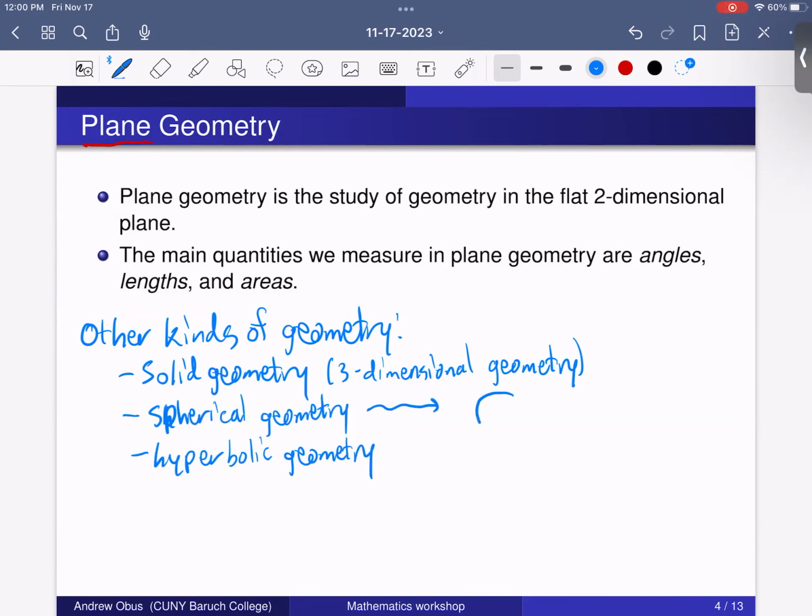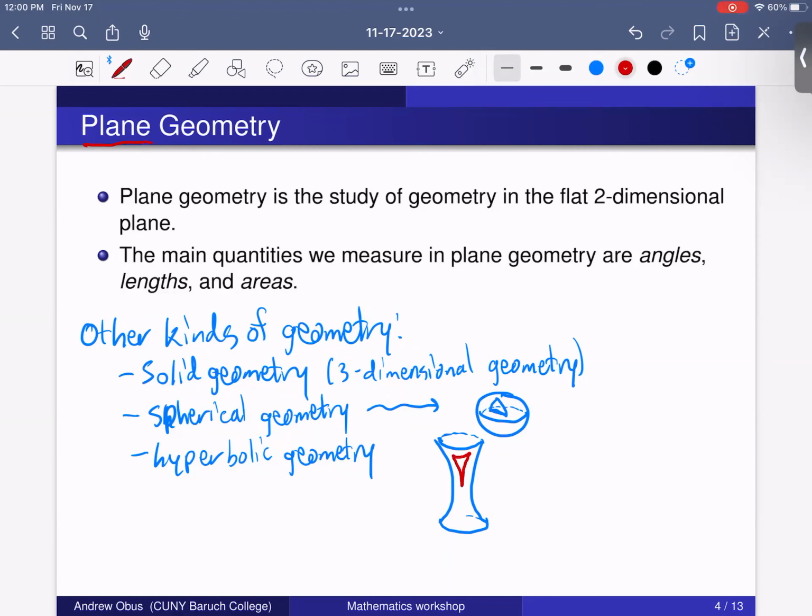Spherical geometry means that I have a sphere and I'm doing geometry on the surface of the sphere. So instead of drawing shapes in the plane, if I'm drawing a triangle, it might be drawn on a sphere like that. So things are going to be a little bit different. Hyperbolic geometry is geometry on the surface of something called a negatively curved surface, where you have hyperbolic triangles that might look something like this.